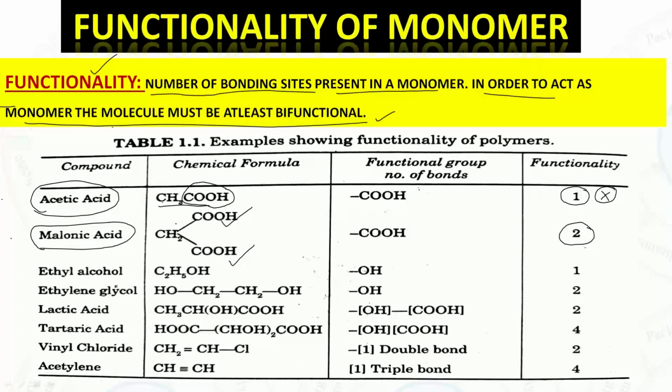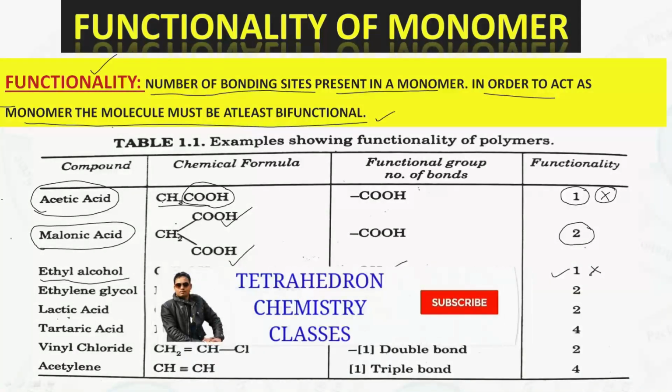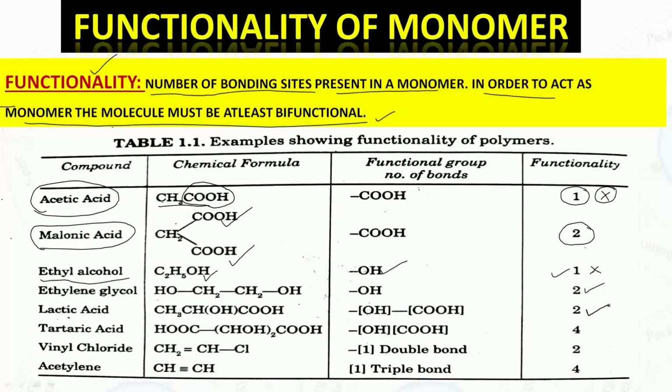Similarly, you can see this is the example of ethyl alcohol, C2H5OH, and only one functional group is there, so it cannot produce polymer. After that, ethylene glycol can produce polymer. Lactic acid can produce polymer, right? And then tartaric acid has a functionality of 4, so it can produce the polymer, right?